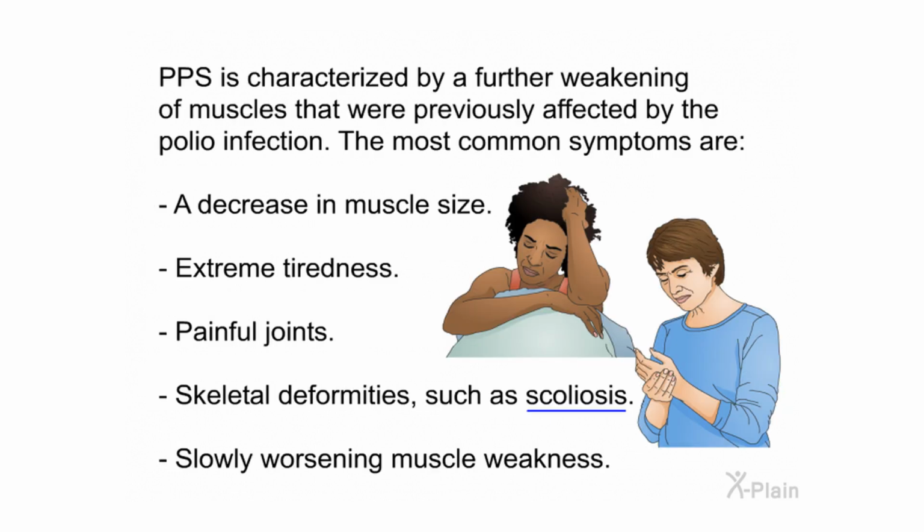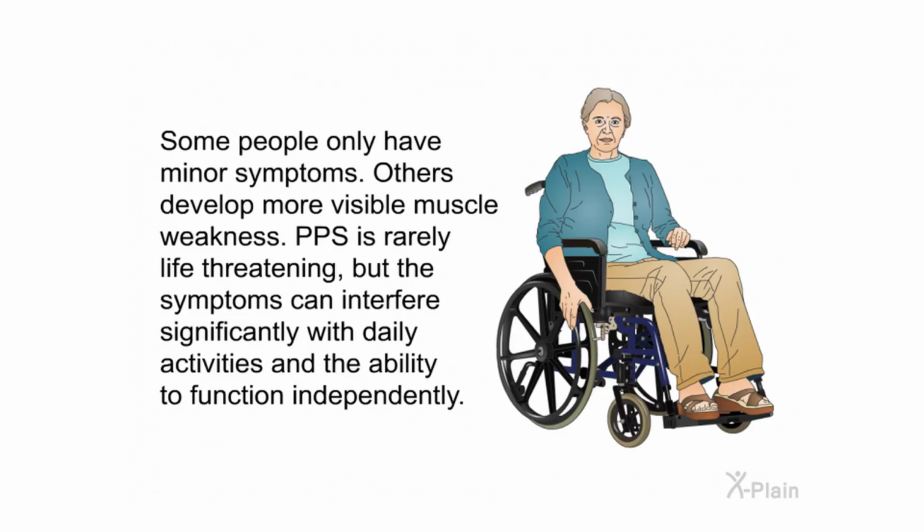PPS is characterized by a further weakening of muscles that were previously affected by the polio infection. The most common symptoms are a decrease in muscle size, extreme tiredness, painful joints, skeletal deformities such as scoliosis, and slowly worsening muscle weakness. Some people only have minor symptoms. Others develop more visible muscle weakness. PPS is rarely life-threatening, but the symptoms can interfere significantly with daily activities and the ability to function independently.